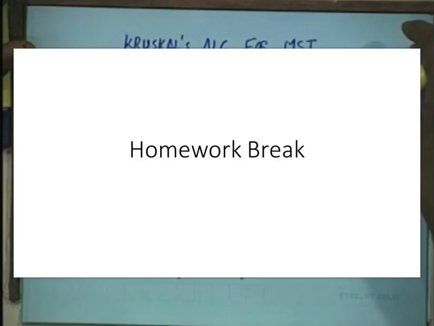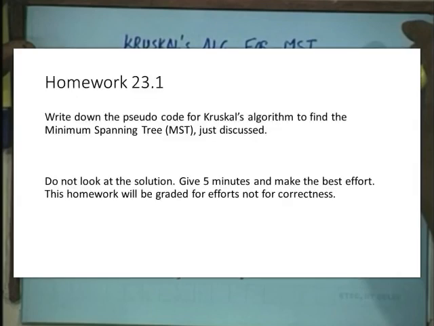Time for the next homework break. So this one is a graded homework. You have to submit it on GradeScope. So we just discussed the Kruskal algorithm to find the minimum spanning tree. Now what you have to do is write a formal pseudocode for Kruskal's algorithm. Do not look at the solution in the flipped class. You will be graded not for correctness but for best efforts. So just try to write the pseudocode yourself and then submit it in Gradescope. And once you are done, you can go back to the flipped class.